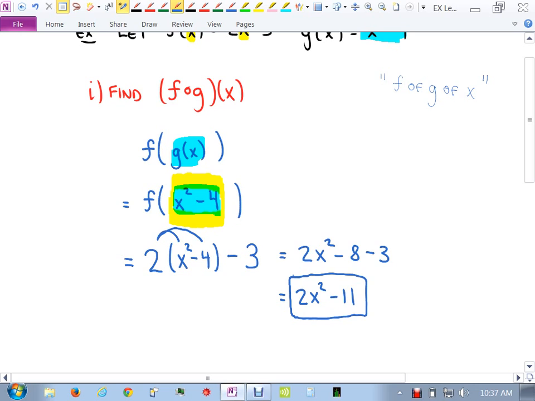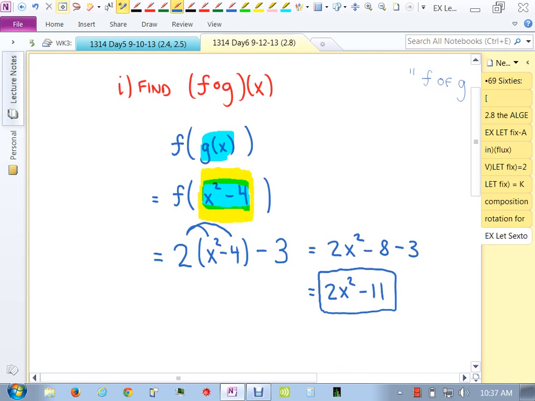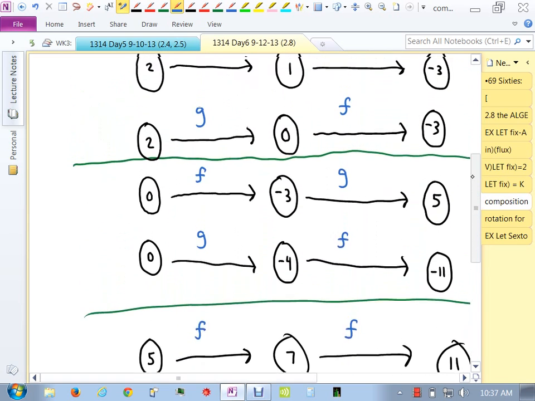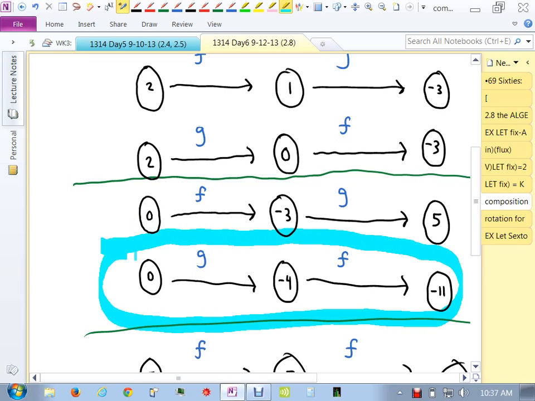Now, in this problem, who got x first? G, right? So let's go back and look at something. The page I had before this. Where is the one with all my arrows? Here it is. Let's do the 0 one. I'm talking about this one right here. And that one, G gets it first, right? Okay, so let's try it. Let's hand G 0, right? They spit back negative 4. We hand that answer to F. They spit back negative 11. Right? Negative 11. If we plug in 0 through this composition, we should get negative 11.